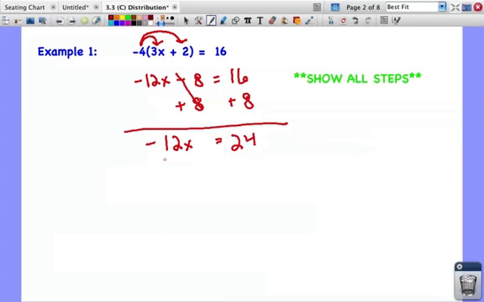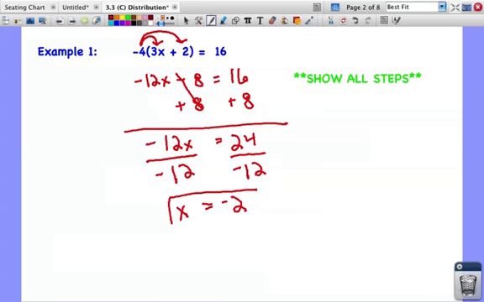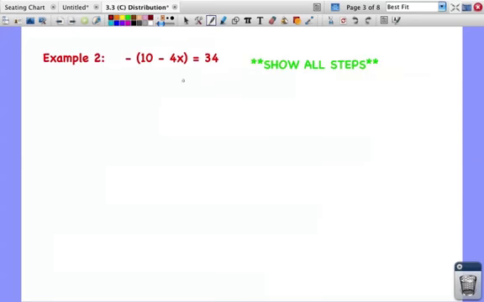Okay? Now I have negative 12 times something equals 24. Because this is multiplication, I can do the inverse operation of division. So I can divide by negative 12. And whatever I do to the left, I have to do to the right. This leaves me with x equals negative 2. Okay. Let's go to another example here.